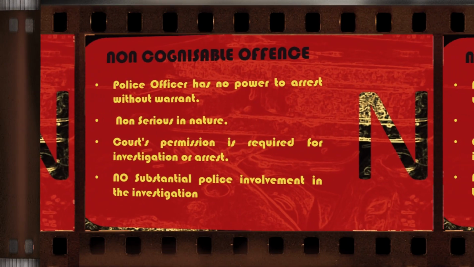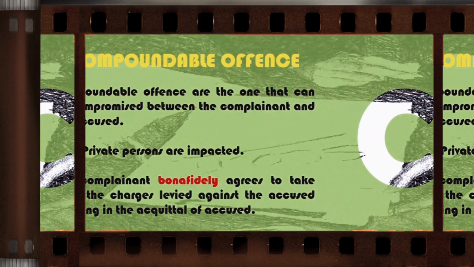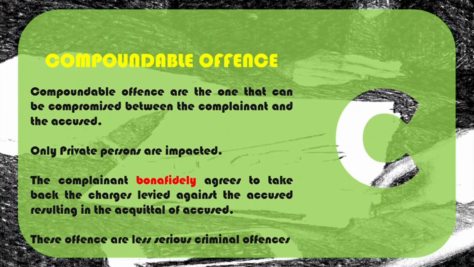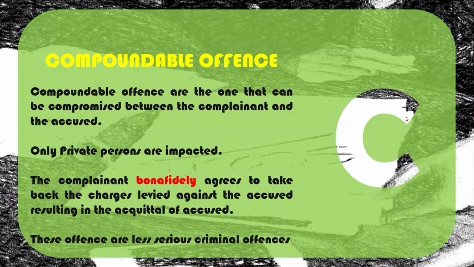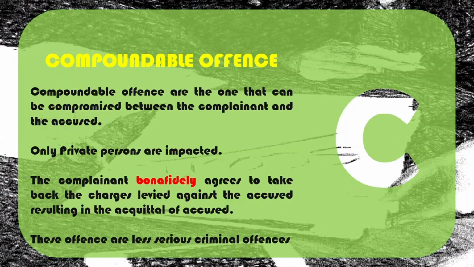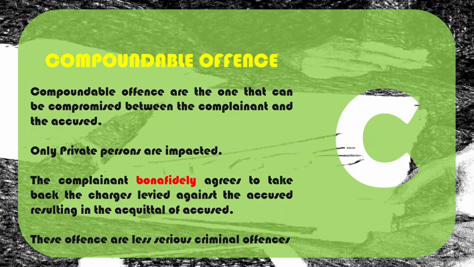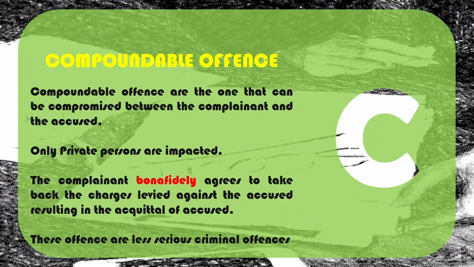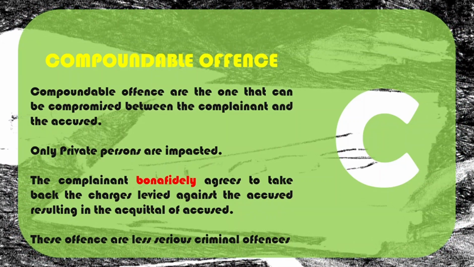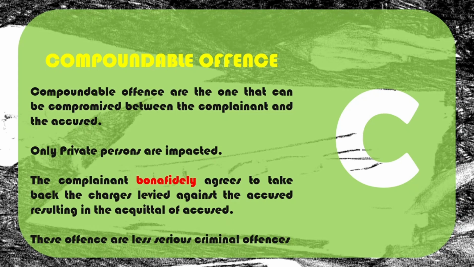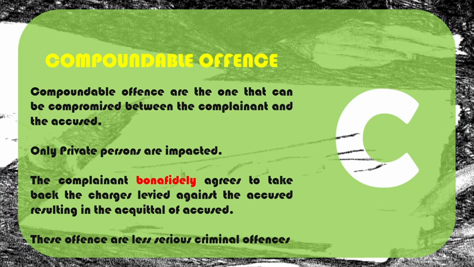Now let's discuss what are compoundable and non-compoundable offences. Compoundable offences are the ones that can be compromised between the complainant and the accused, as only private parties are impacted. An option has been given to the parties to settle their disputes amicably. In these offences, the complainant bona fide agrees to take back the charges levied against the accused, which results in the acquittal of the accused.